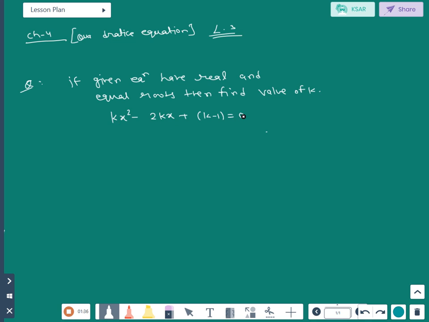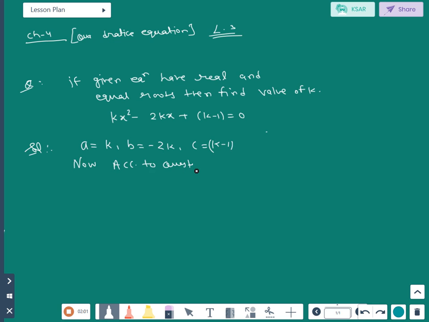then using b square minus 4ac. So before that, firstly we will identify what is the value of a, what is the value of b, and what is the value of c. So here a is equal to k, b is equal to minus 2k, and c is equal to k minus 1.